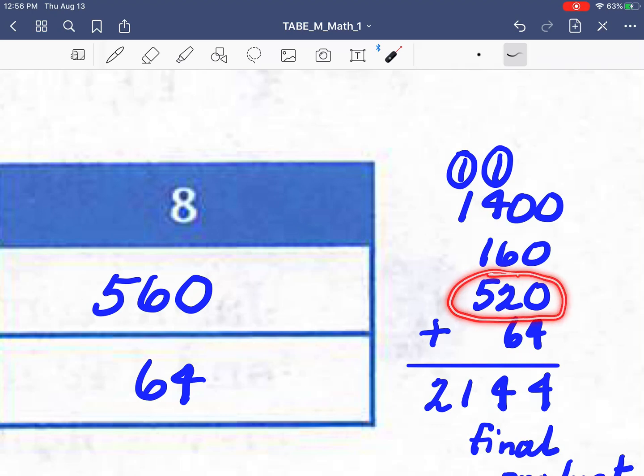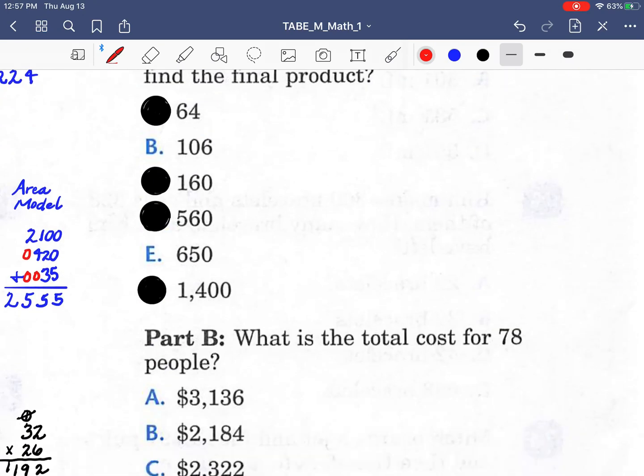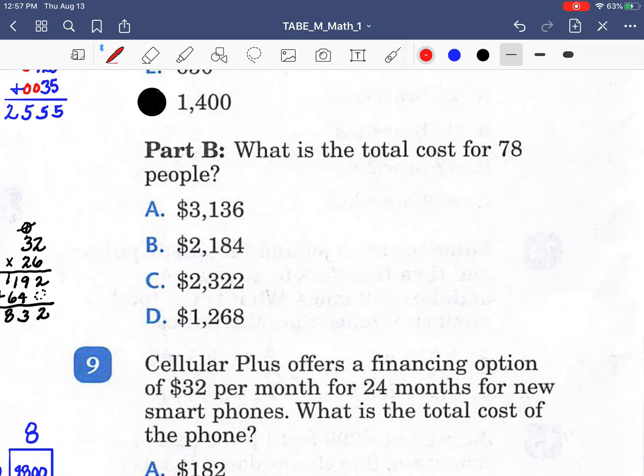520 should be 560. So I'm just going to erase that out, but I will change the color so you can see where my error was, because that's going to change the number down here. So that would be an 8 right there. So 2184 is the final product. And hopefully you caught that and you just couldn't tell me because we can't talk to each other. But if you caught that mistake before I did, good job.